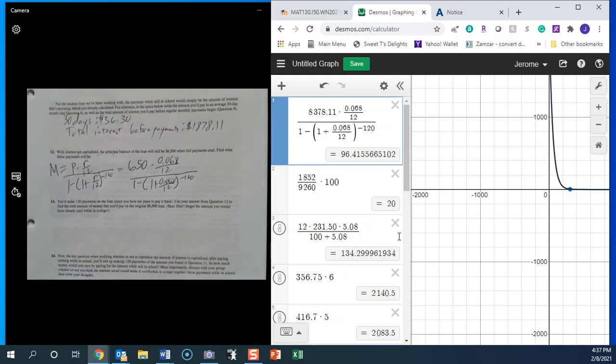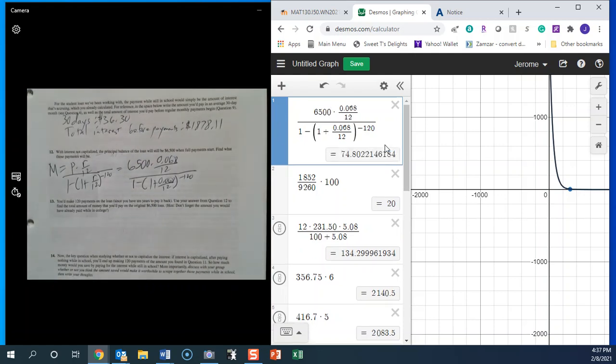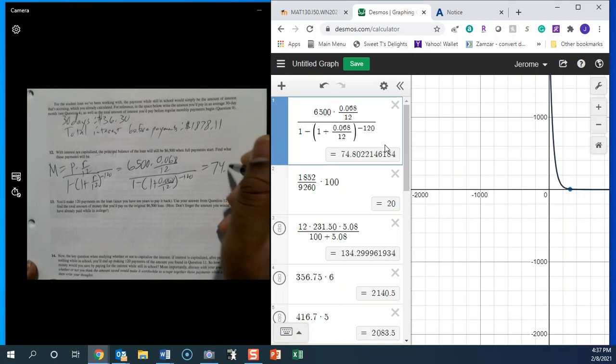So all we have to do here on Desmos, we only have to change one thing, and that's just the principal. So it's supposed to be 6,500. So we would type in 6,500. So our payment would be $74.80.